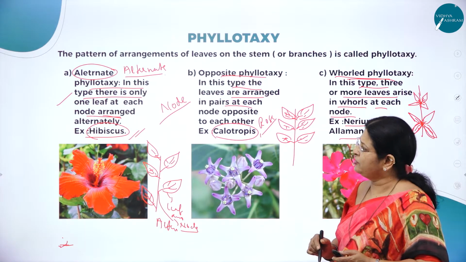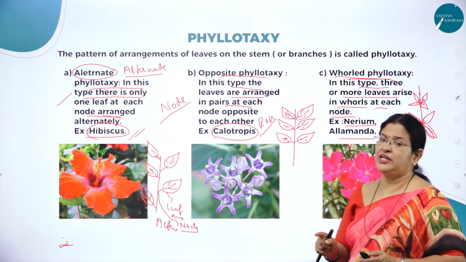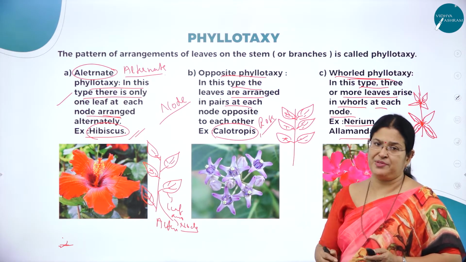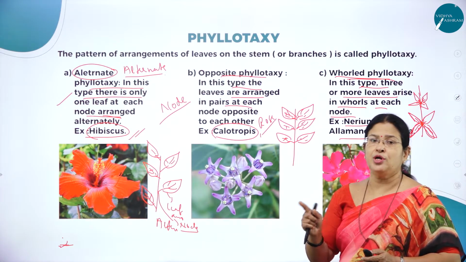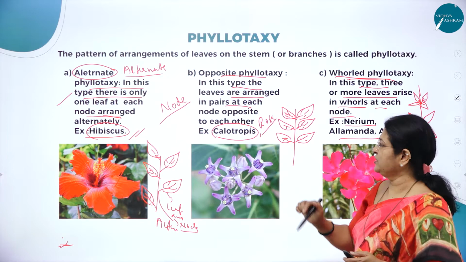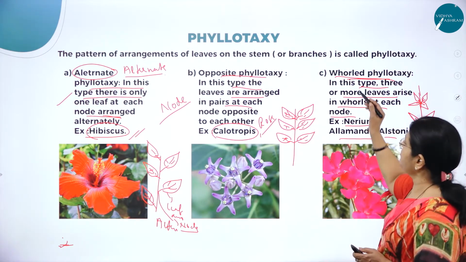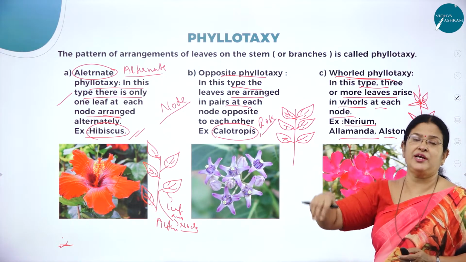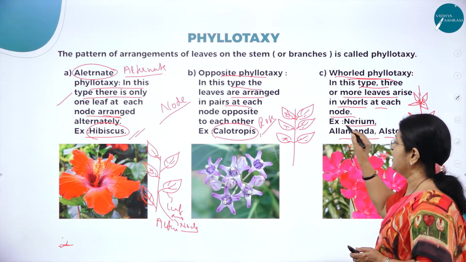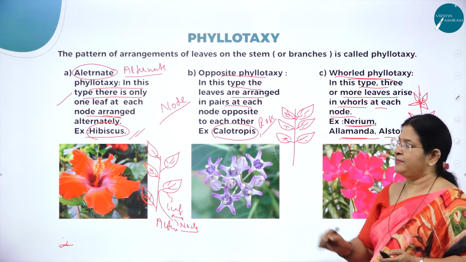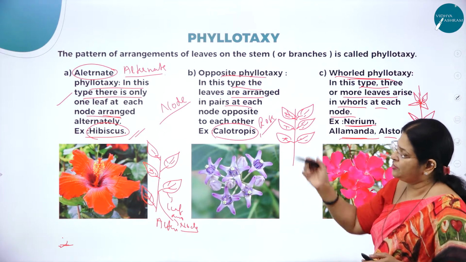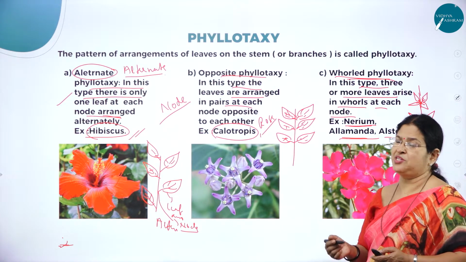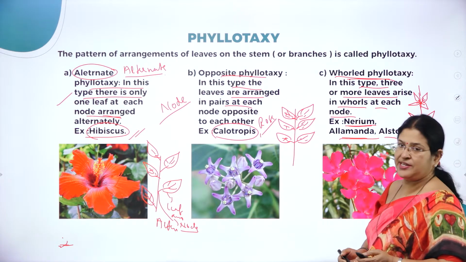So what is alternate Philotaxy? From one common node, the leaves arise one leaf at a time, alternating each other. Classical example, hibiscus. What is opposite? From one node, two leaves arise opposite to each other. Hence it is called opposite Philotaxy. What do I mean by whorled Philotaxy? From one common node, two to three leaves arise all around in a whorl. Whorled means from all the four sides. Example you can take is Nerium and Alamanda. Here you can take the example of rose, Calotropis. There you can take the example of hibiscus. Hope you have understood this very important concept from the examination point of view, that is Philotaxy.